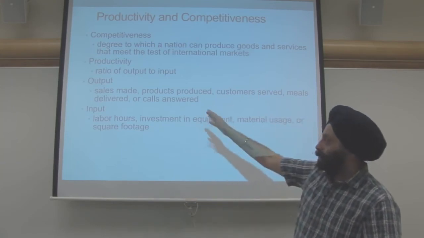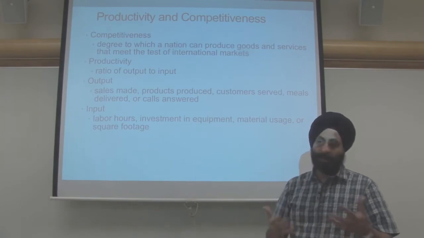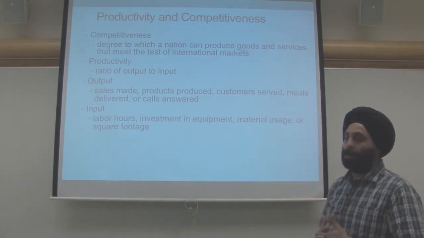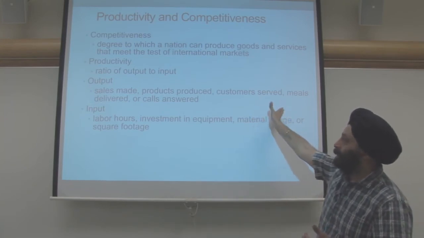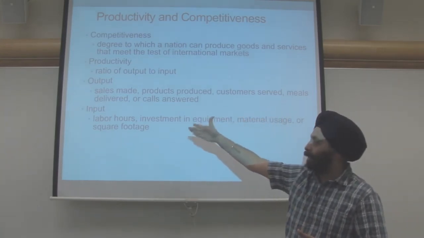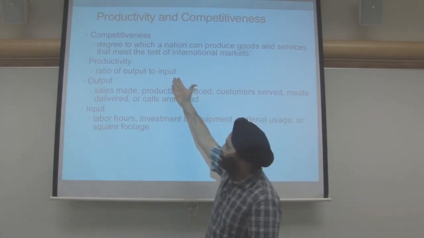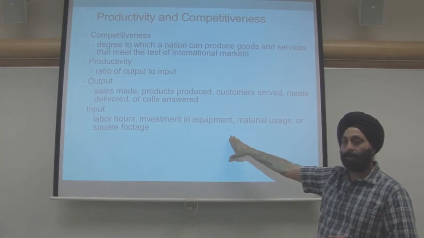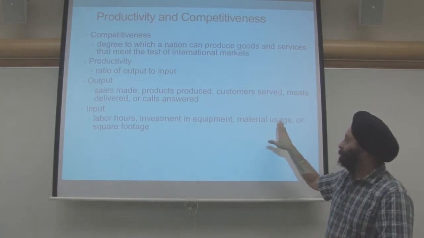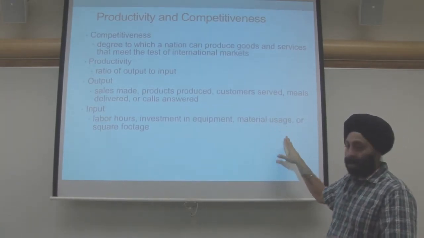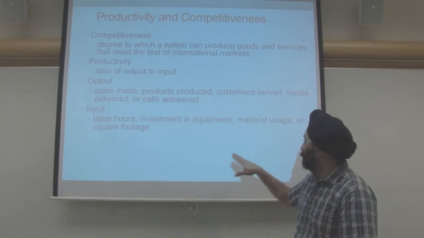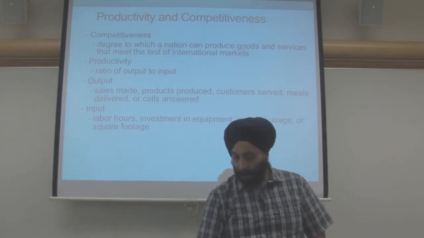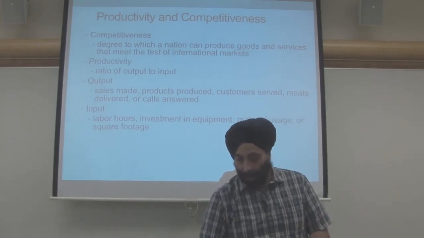And then output is just the number of sales that are made or products that are produced, something to measure the output by: customers served, meals delivered, calls answered. In terms of input, which is the denominator of productivity, it is labor hours, investment in equipment, how many dollars you spend buying the machine, how much material you used for every shirt you're producing, or square footage of warehouse space that is used to carry inventory.